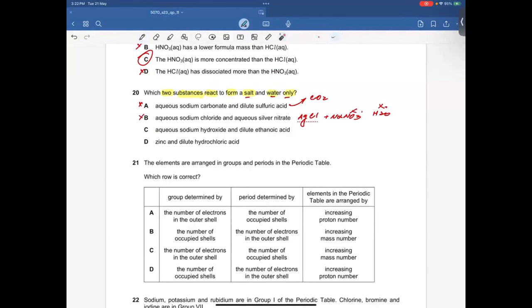Sodium hydroxide is an alkali. Ethanoic acid is an acid. When acid and alkali react together, salt and water are always formed. So the salt is going to be sodium ethanoate and water. So option C is going to be the right answer. My bad. Zinc and hydrochloric acid produces hydrogen gas, not water. So this is incorrect. All right, guys.